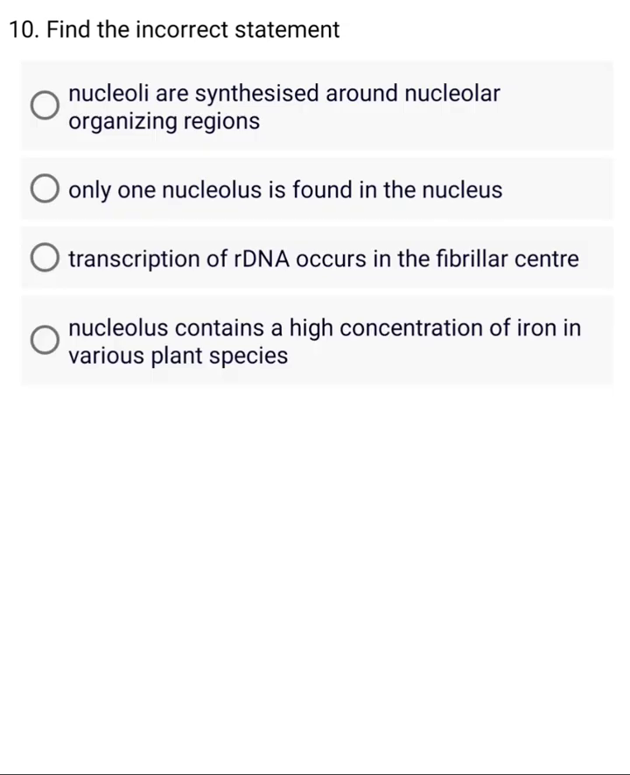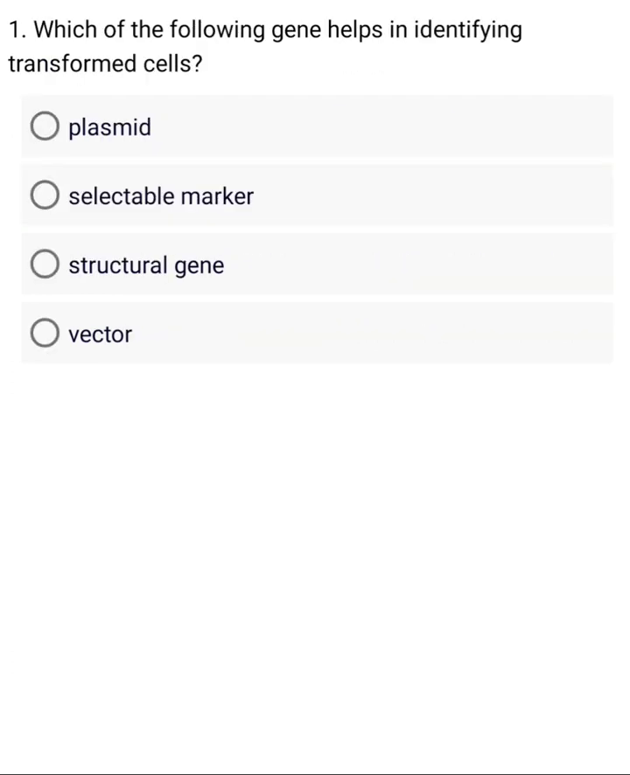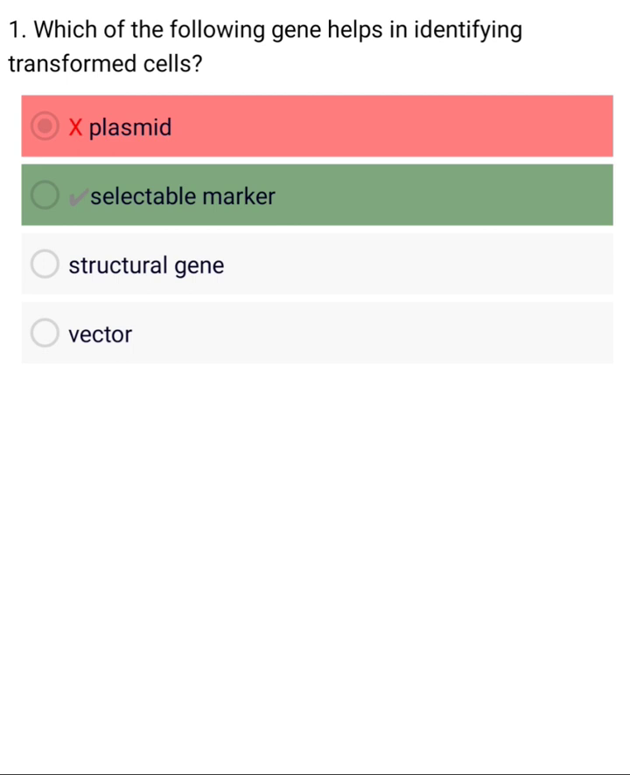Find the incorrect statement. A. Nucleoli are synthesized around nucleolar organizing regions. B. Only one nucleolus is found in the nucleus. C. Right. Which of the following genes helps in identifying transformed cells? Wrong.